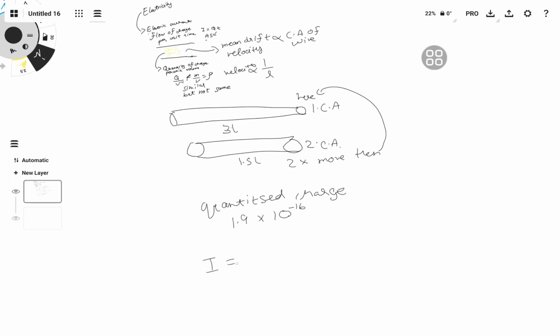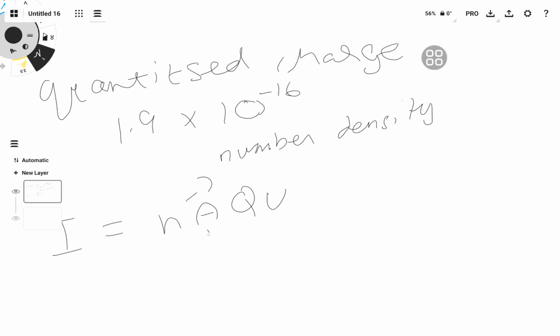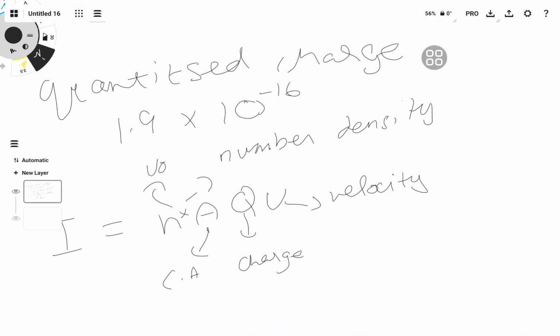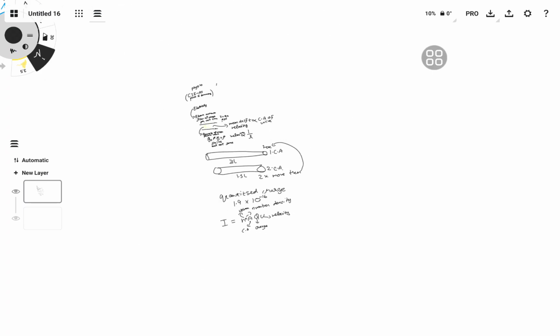So we will have a formula like this: n A v q, where n is number density, A is cross sectional area, q is charge, and v is velocity. So basically volume is covered by these; if you multiply these, you will get volume. So it basically is like that. So we are covered till now.